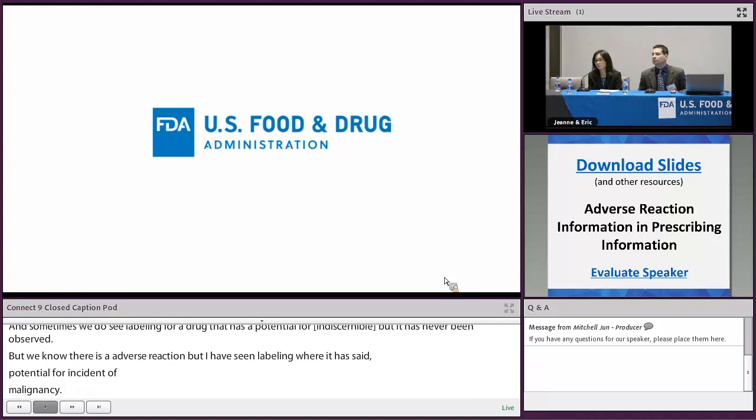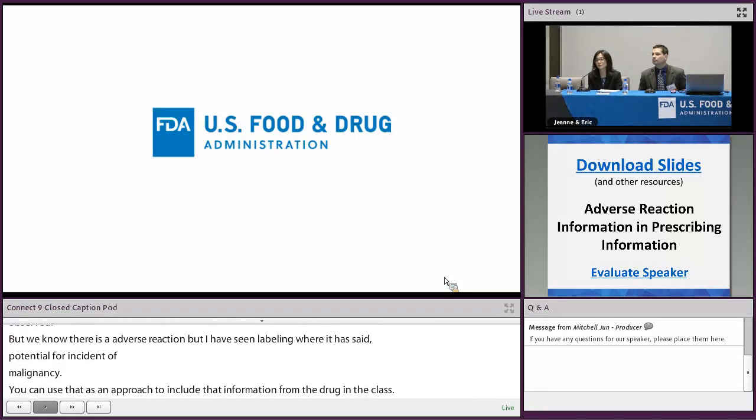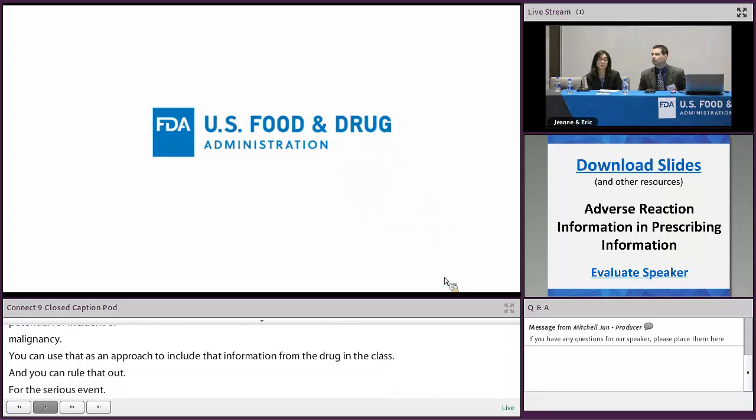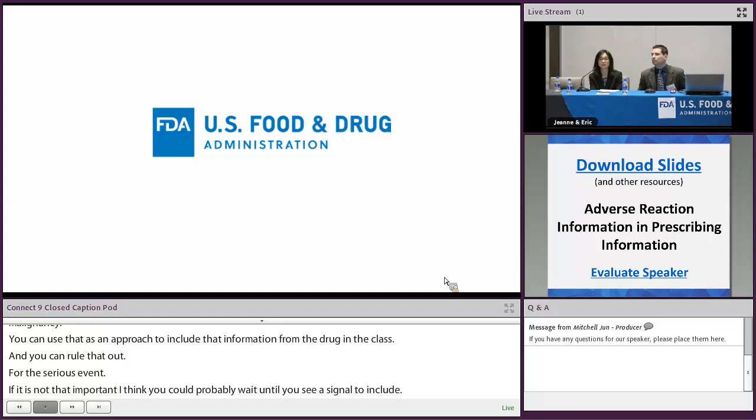If it's not that important, I would probably think that you could wait until you actually develop a signal to include it in labeling. So it's always a balance between overwarning and underwarning. There's harms in both directions, so you want to strike that balance as best as you can. That's a good question.